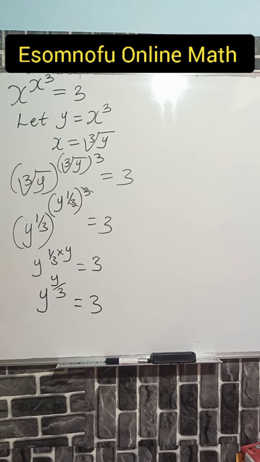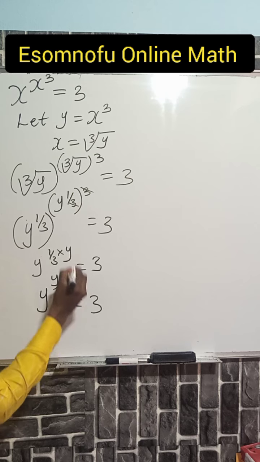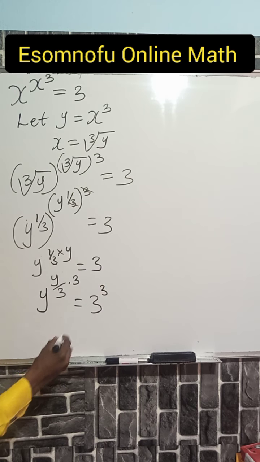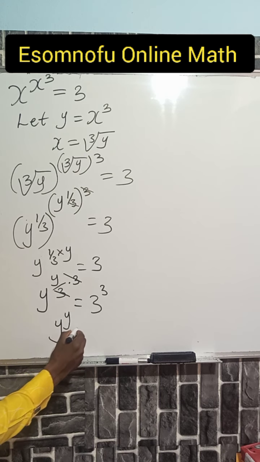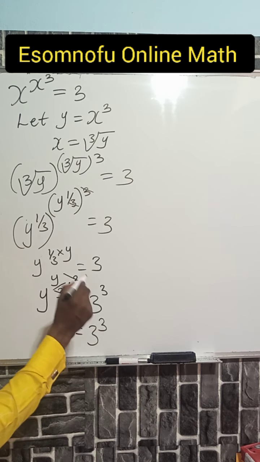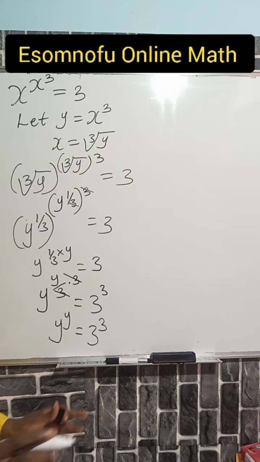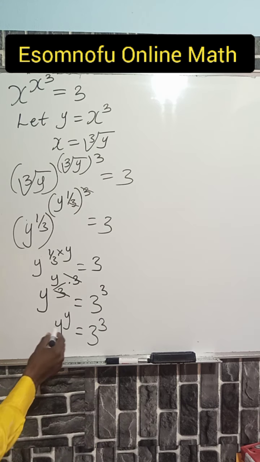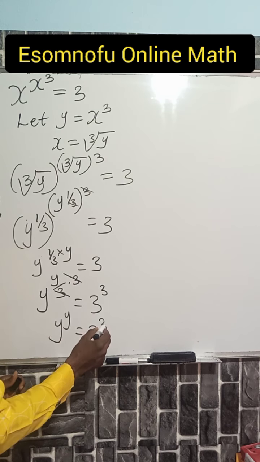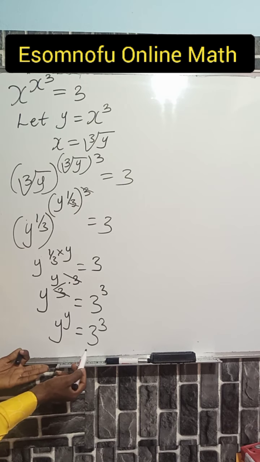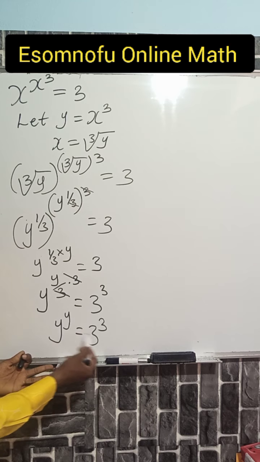To get the value of y, you can raise both sides to the power of 3 so that this 3 can cancel out. So I can raise both sides to the power of 3, so that this 3 will cancel this 3. I'm left with y raised to the power of y is equal to 3 raised to the power of 3. Remember, whatever you do to both sides of an equation, it stays valid. So if y raised to the power of y is equal to 3 to the power of 3, it means that y is 3 in both cases. Because y is 3 here, y is 3 here.